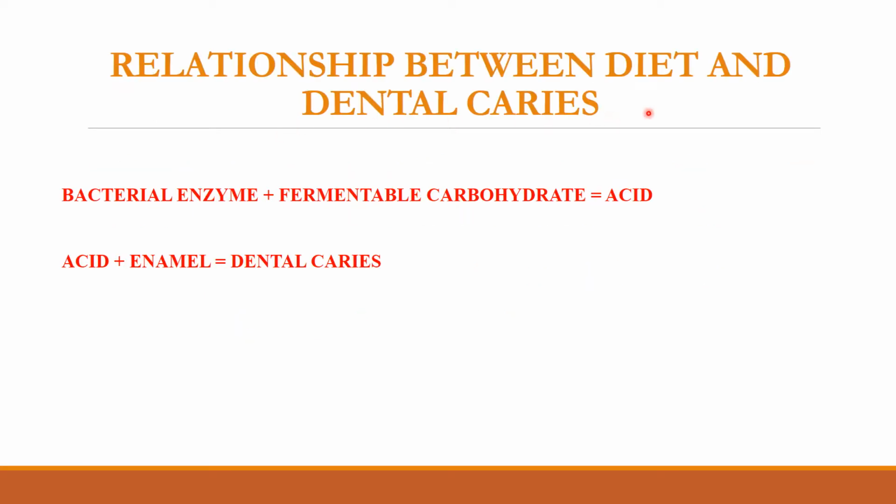Relationship between diet and dental caries. We know our oral cavity consists of many bacteria, and when we have food, definitely that food flecks will be accumulated on our teeth. That is called plaque. So bacteria will always produce enzyme. So bacterial enzyme plus fermentable carbohydrates through the food will produce acid. So that acid affects the enamel. So enamel will dissolve in the acid and it forms caries.